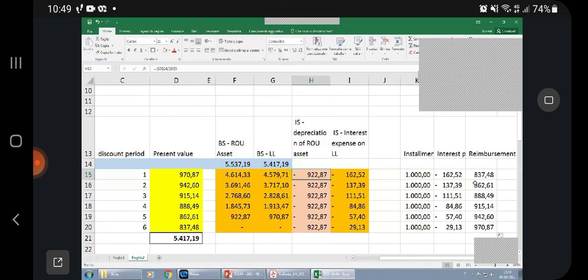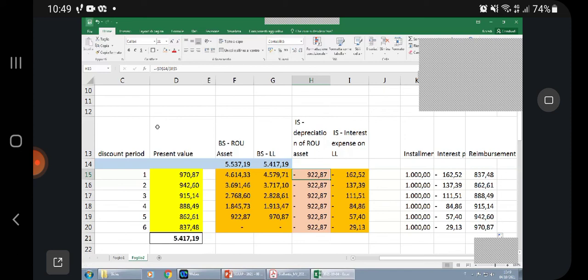Okay? This is an effect of the fact that lease liability and right of use asset, once recognized, are on two different directions, so parallel directions. They do not intersect. Is this clear for everybody? Okay. I will post this file.